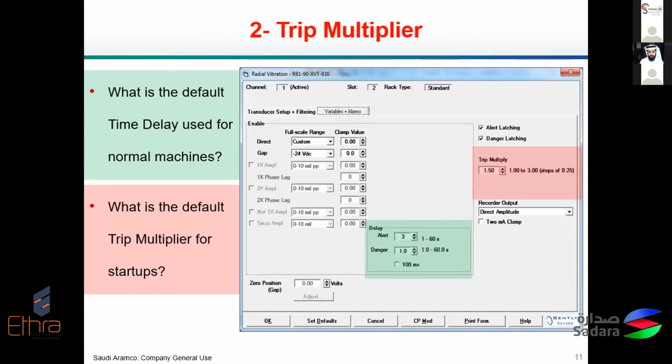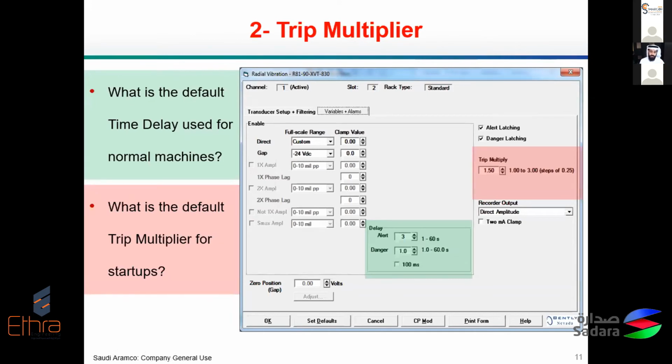Now for the trip multiplier, it's basically a configuration that can be done on the rack itself, on the vibration monitoring system, to multiply the set points, which are the yellow and red lines we just saw there, by 1.5 or more, up to 3 times, to make sure that when the machine is starting up, there will be no trip happening at that time.